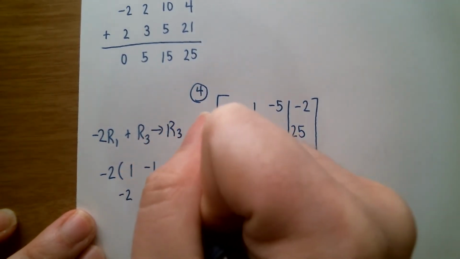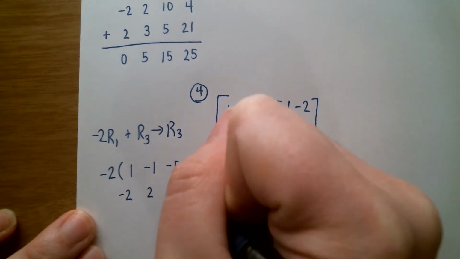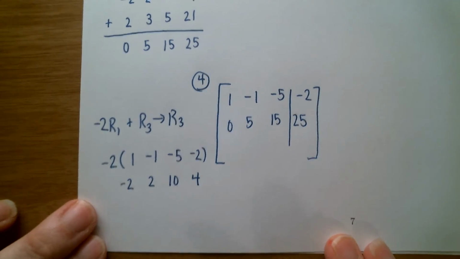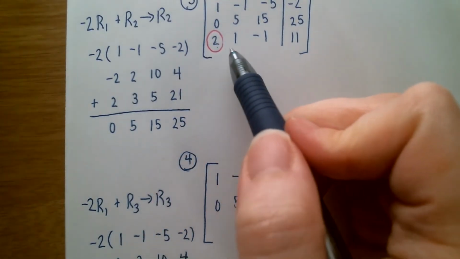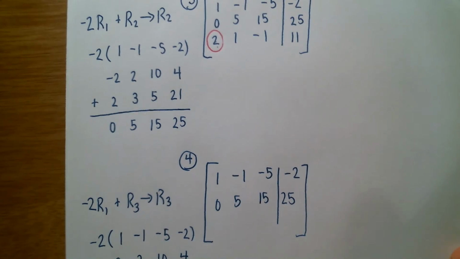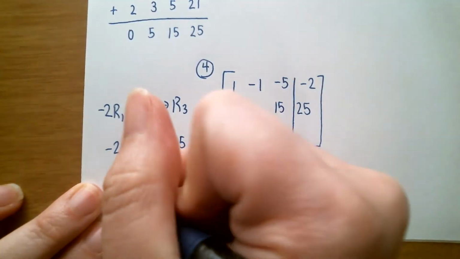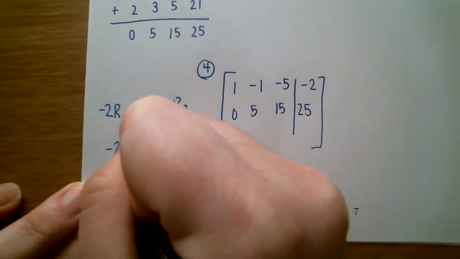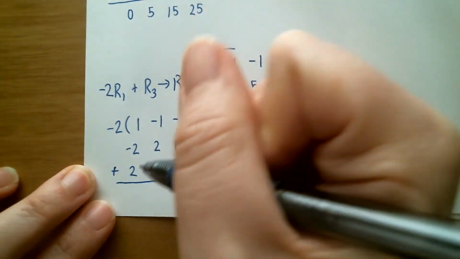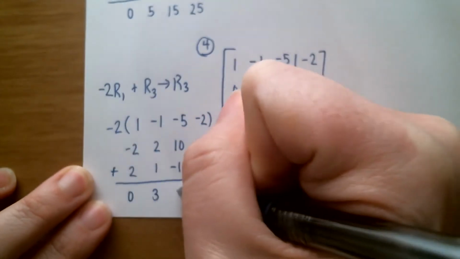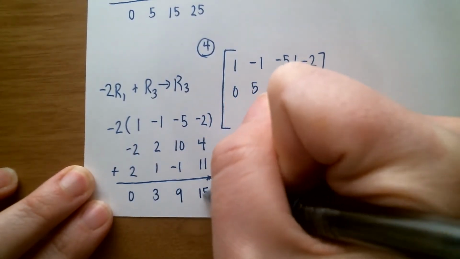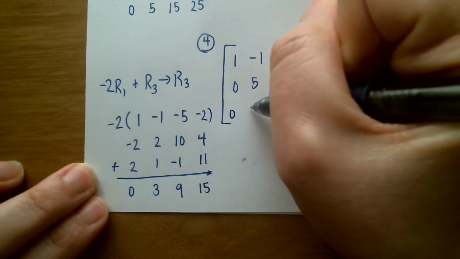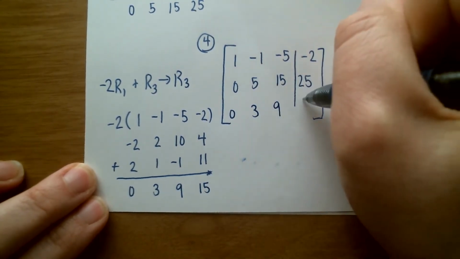So negative 2, positive 10, positive 4. We are going to add to it the third row. The third row is up here, 2, 1, negative 1, 11. Okay, so if we add everything, we're going to get 0, 3, 9, 15. Watch your signs. So here's your new third row.